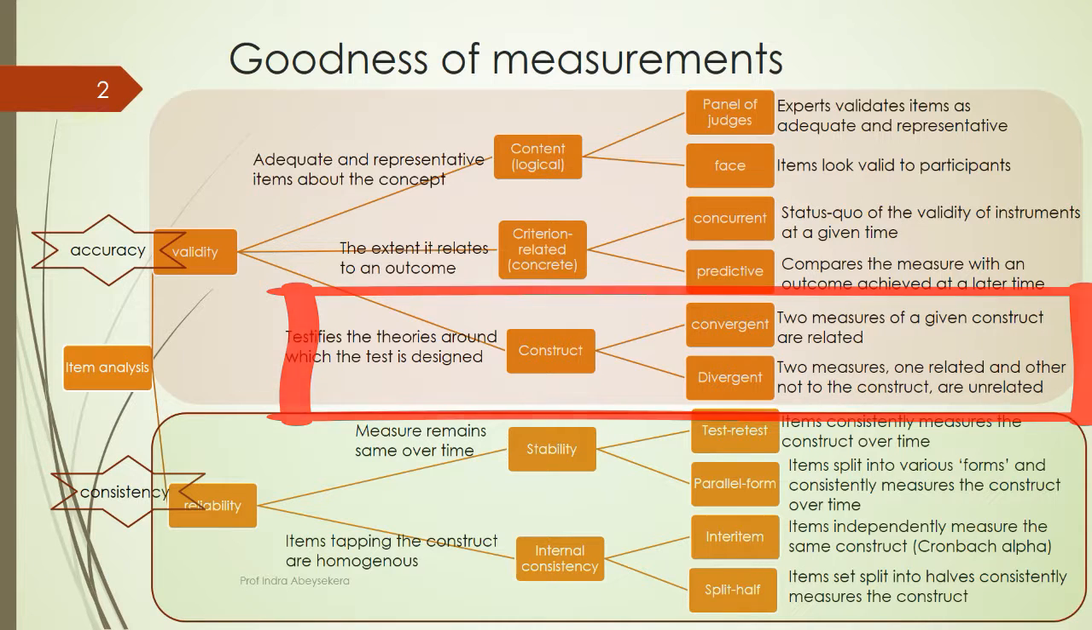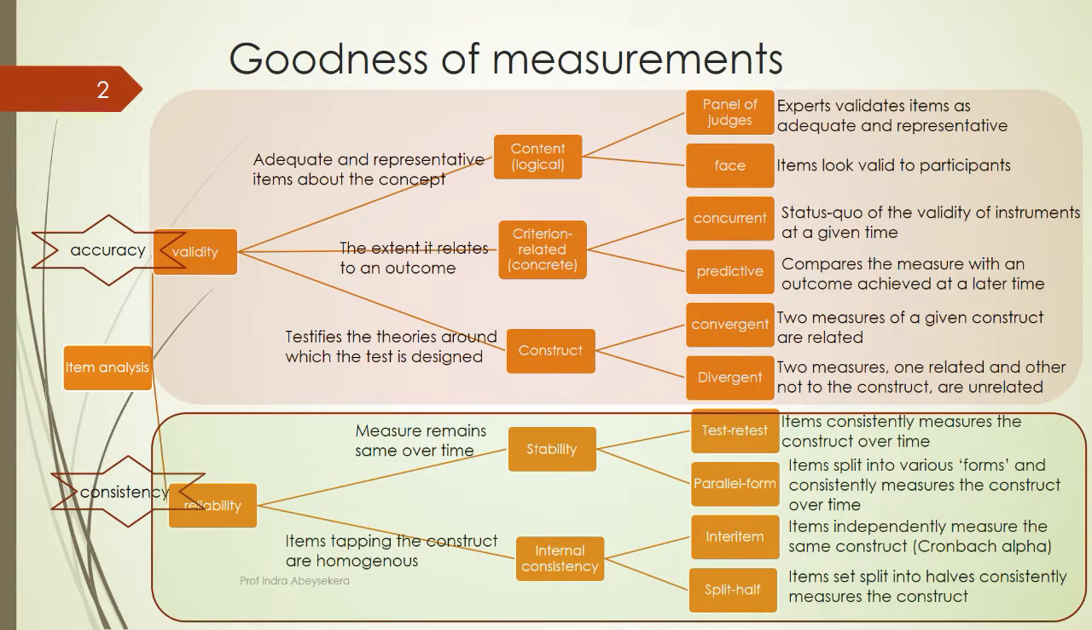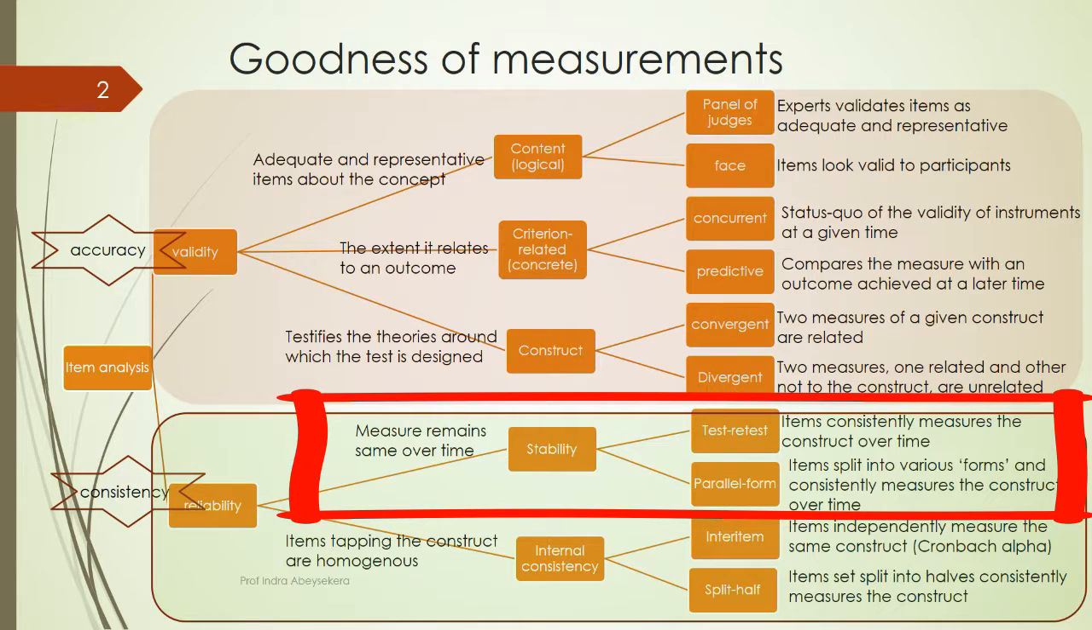So that's about validity. When we analyze items, measurement items, we also have to look at the reliability, that is the consistency of these items as a measure of the construct. The first one is stability, whether the measure remains the same over time. So there are two ways of looking at it. One is test and retest, where items consistently measure the construct over time.